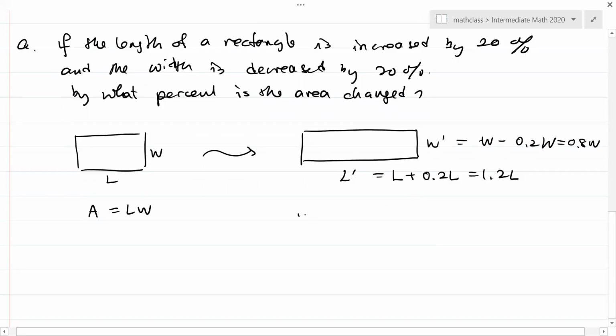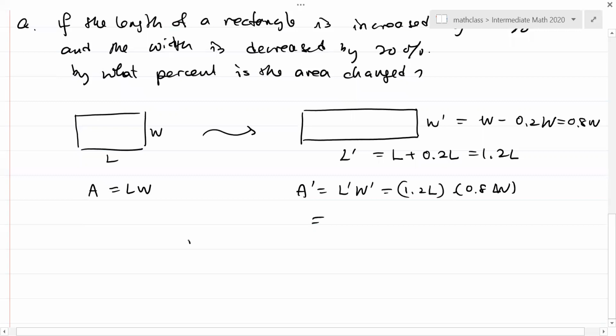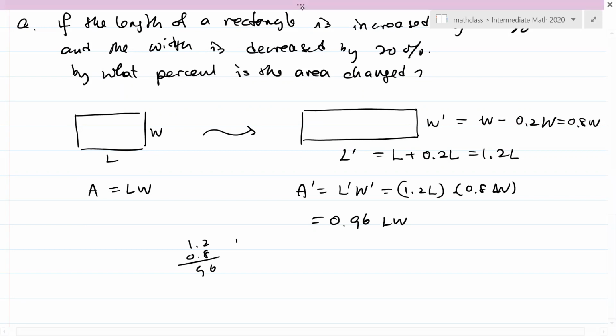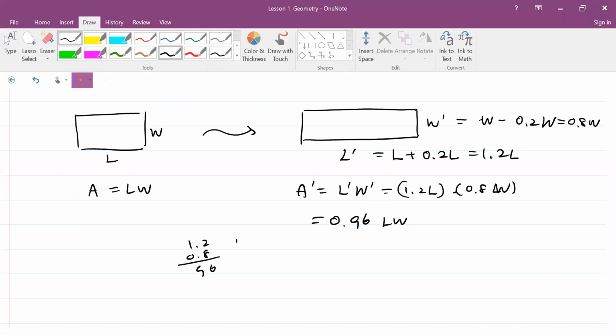Okay, so the new area is L prime times W prime. So we're going to get 1.2 L times 0.8 W. Let's compute it. 1.2 times 0.8, all right, so it's going to be 0.96 LW.